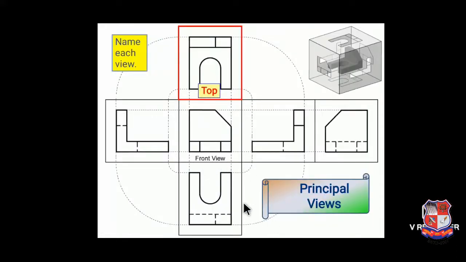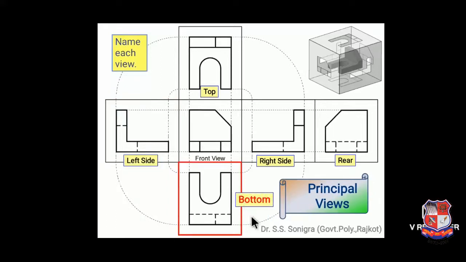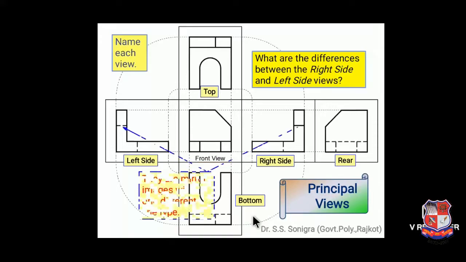This is top view. Name each view one by one. Right hand side view. This is rear view. This is left hand side view. And this is bottom view. Hope it's clear to you how to draw 6 views of this given object.